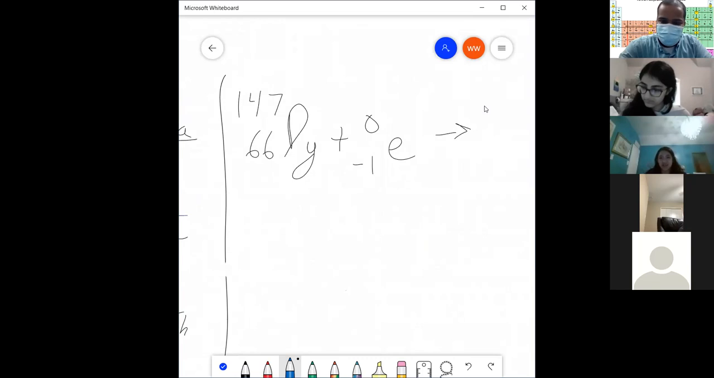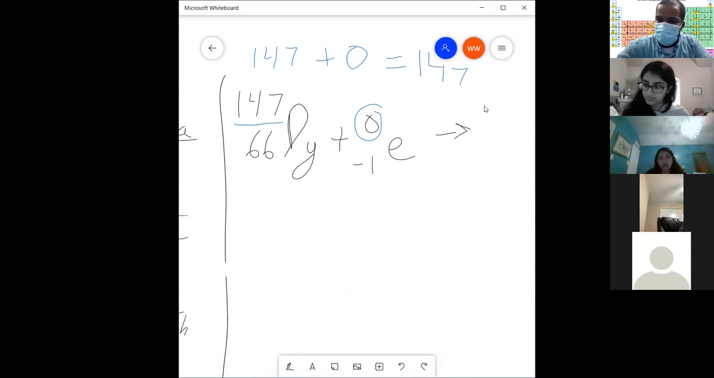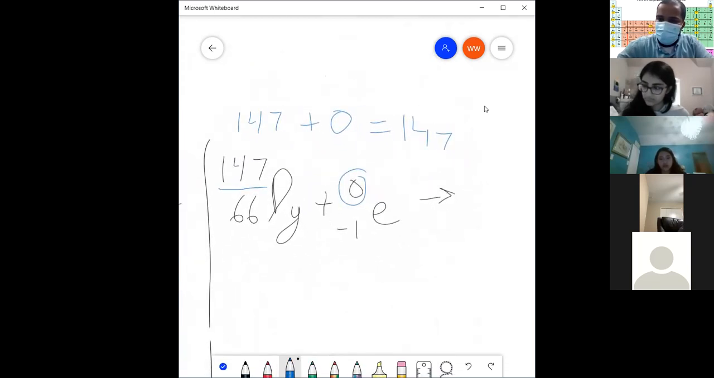It would be 147 plus the 0 that you got from right here equals 147. Okay, thank you. Let me move this down some. Okay, 147. So whatever this is, it has a mass of 147. And then I have my bottom numbers, which are 66 plus negative 1 equals, and what does 66 plus negative 1 equal? 65. And what has the atomic number 65?